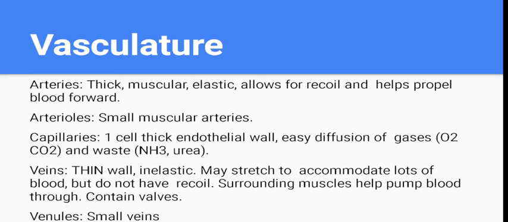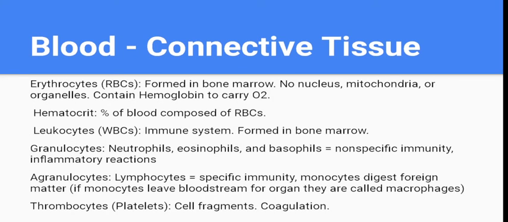And then blood is a connective tissue. That's just some random fact that they might ask you: what type of tissue is blood? Connective tissue. Red blood cells, as most people call them, are actually called erythrocytes. These are made in the bone marrow. They have no nucleus, no mitochondria or organelles. Their main job is to carry oxygen, so they contain hemoglobin to carry O2. Hematocrit is the percentage of blood composed of your red blood cells.